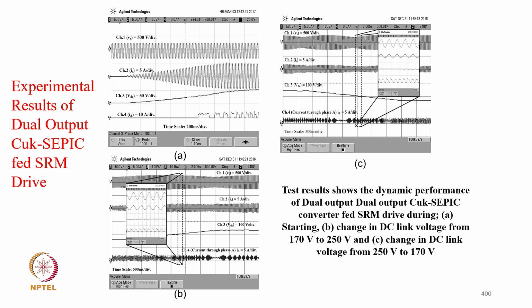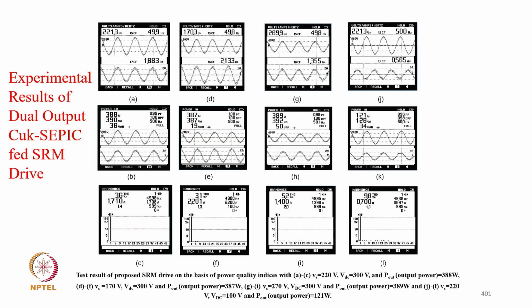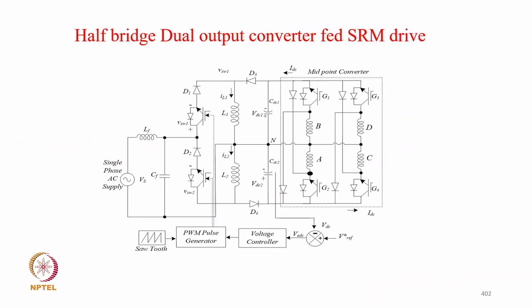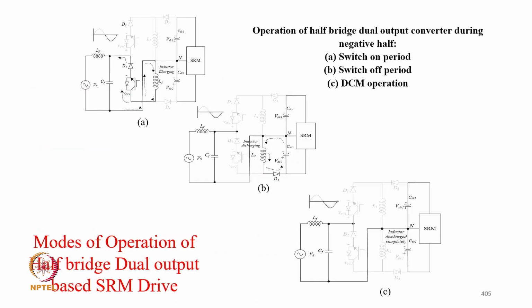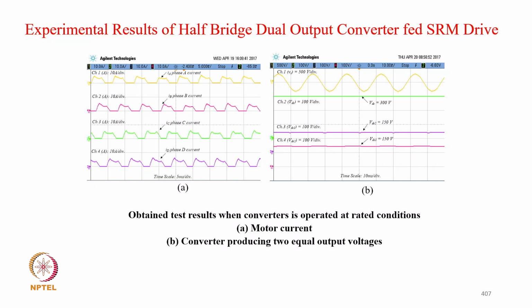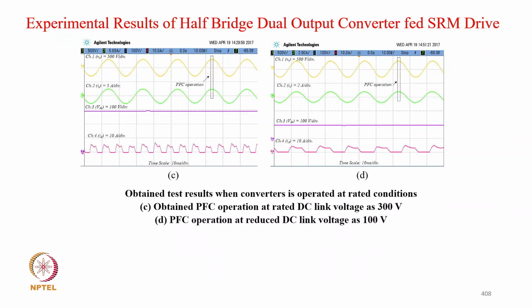Starting performance, and then the power quality performance. So THD remains less than 5.2%, light load is 9.8%, but power factor is close to 0.98 or 0.99. So half bridge dual output converter with bridgeless in different modes of operation, waveform, and the experimental result you can see typically the supply, four winding currents, and typically the DC link voltage.